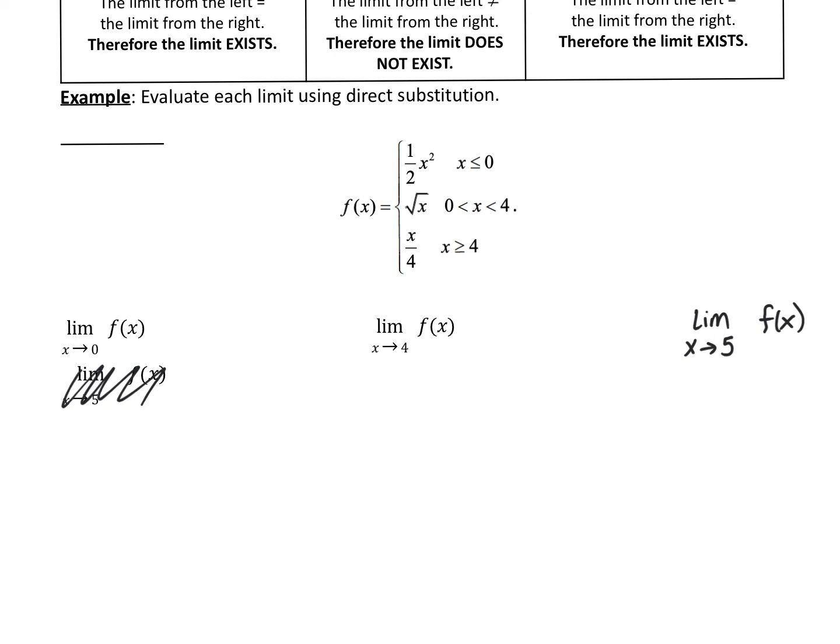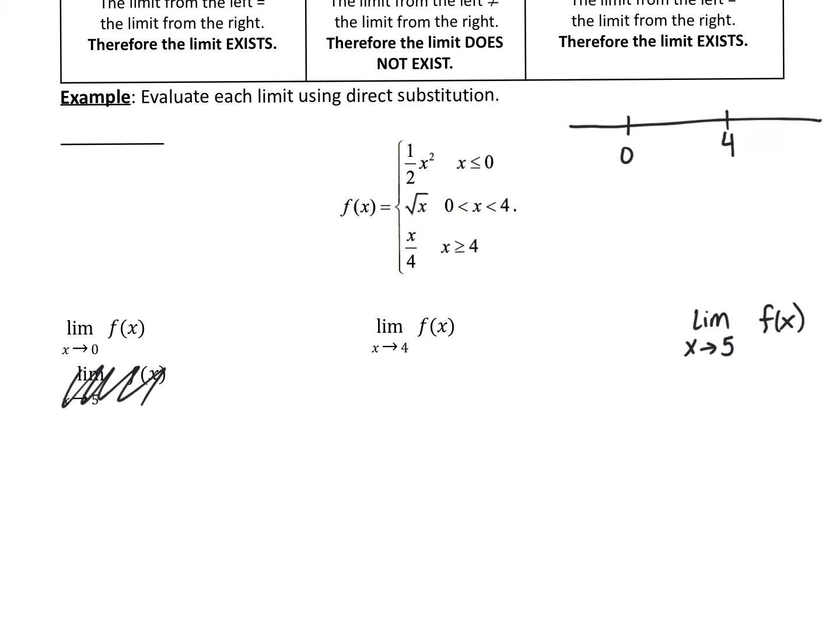We need to decide, are they meeting at the same spot or not? So we have to check the limit from the left and the limit from the right. So you want to think of a number line, right? And we want to break it up into 3 pieces. We have 0, 4, and greater than 4.